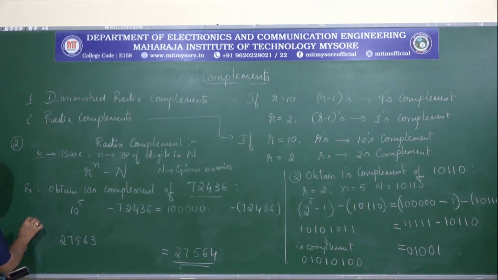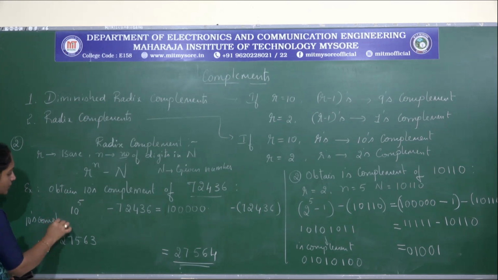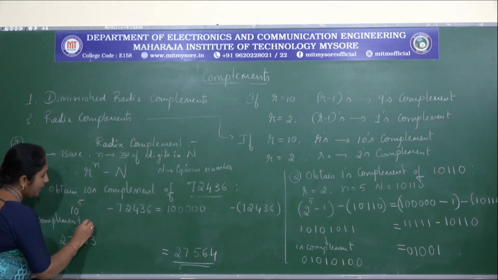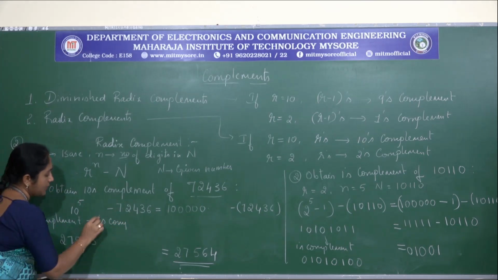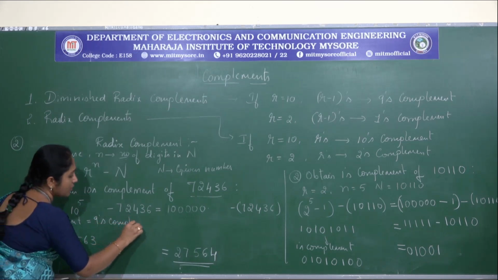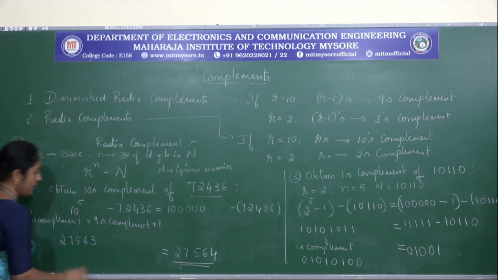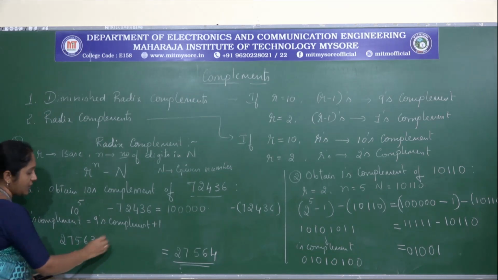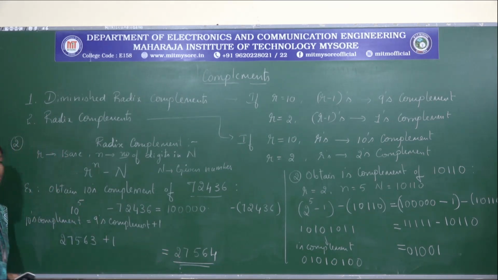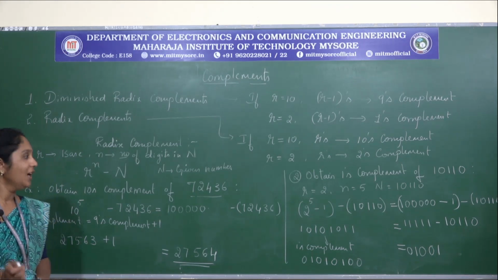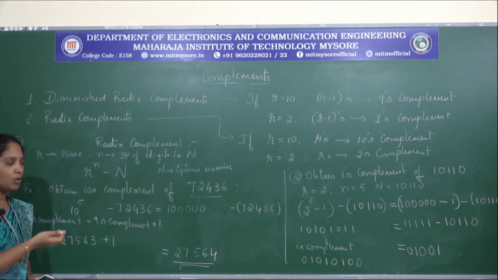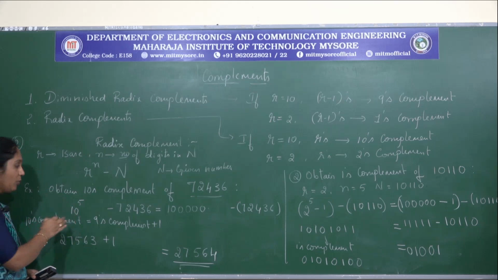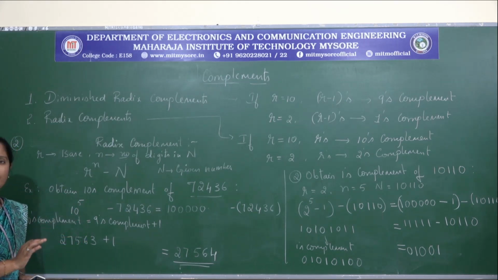27,563. Therefore, 2's complement in case of binary, 10's complement in case of decimal can be realized as follows. See, 10's complement is 9's complement plus 1. This is the 9's complement we have. 9's complement plus 1 will give you 10's complement. Very simple. Or you can use the procedure 10 power 5, that is, r to the power n minus n. Using that also you can obtain it, or if you have already obtained the 9's complement, then you can just add plus 1.